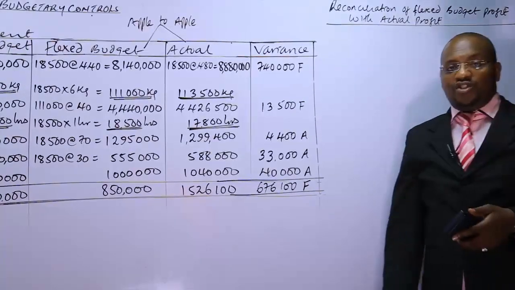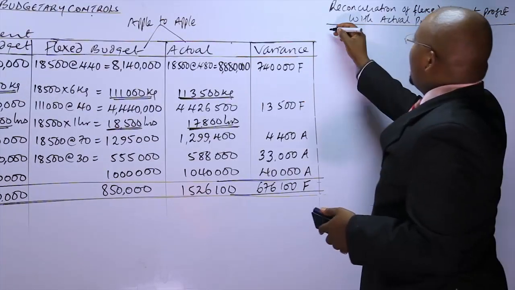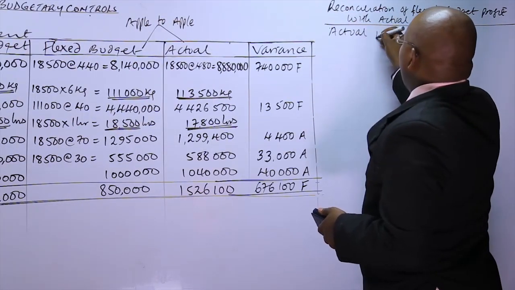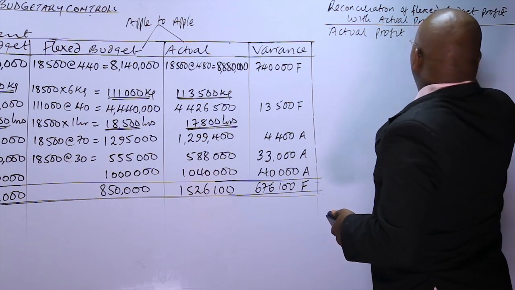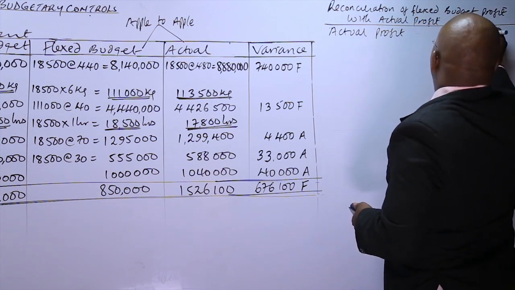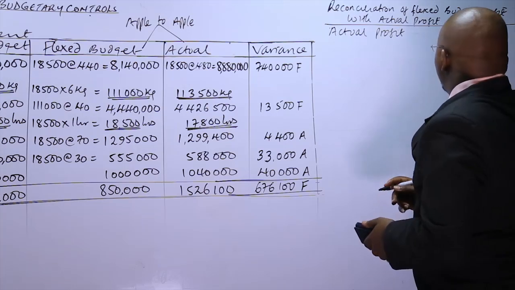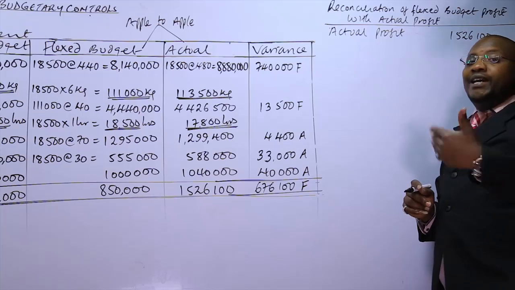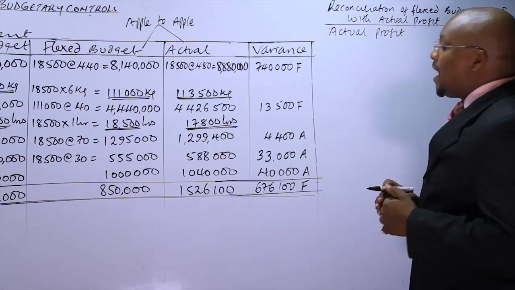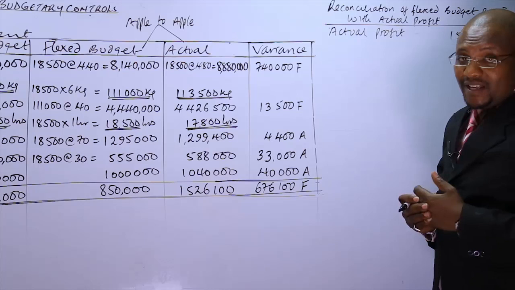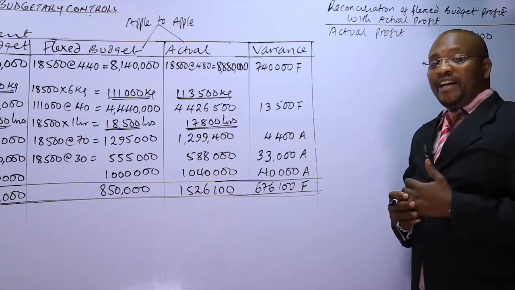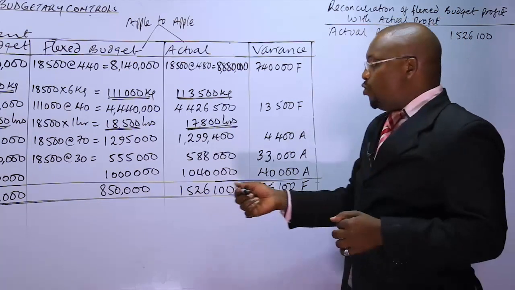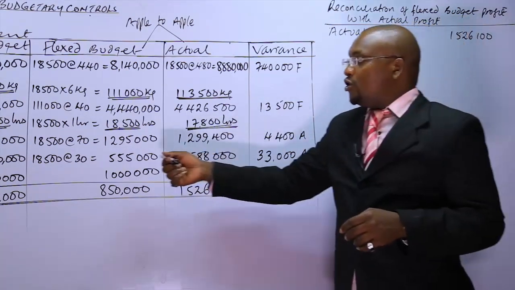Why the results changed. So we normally start with the actual profit. The actual profit that has been realized is 1,526,100. That's the actual profit. Then in your explanation, what may have happened in the course of your execution of the budget is that you may have encountered adverses. Adverse variances are just the bottlenecks that made you make less profit, that were not envisaged when you were preparing the original budget.